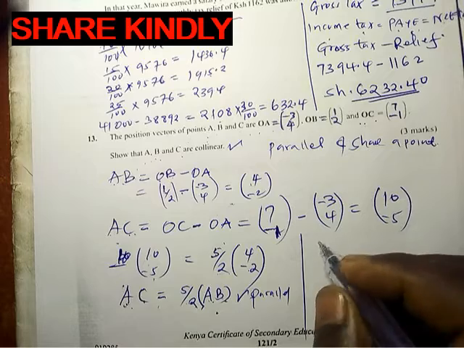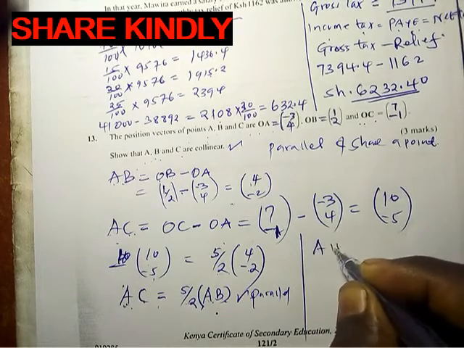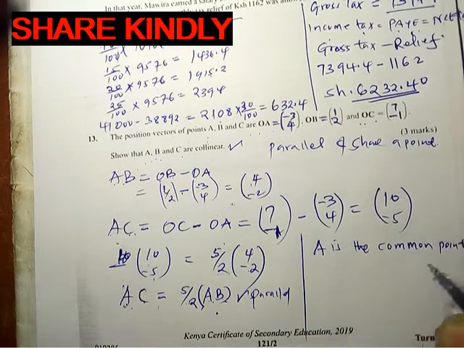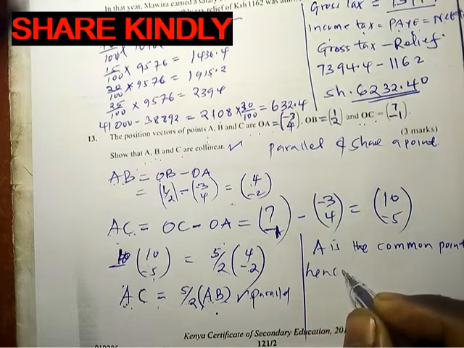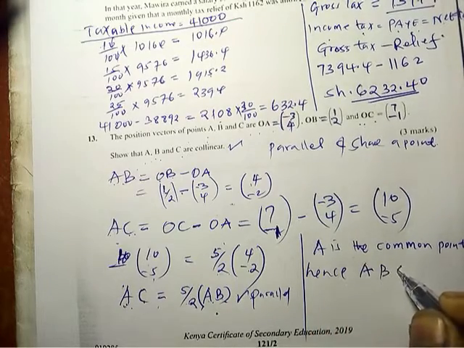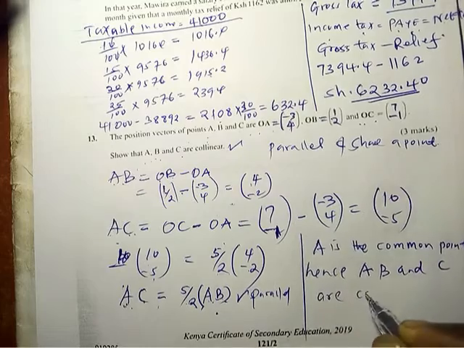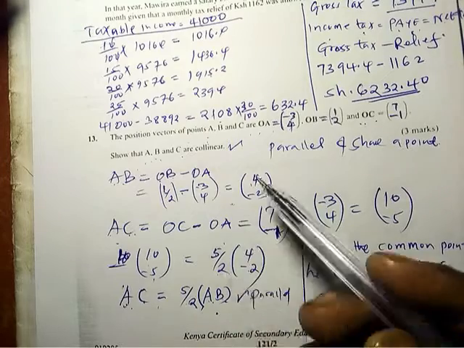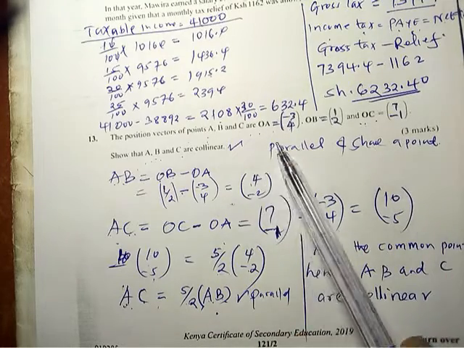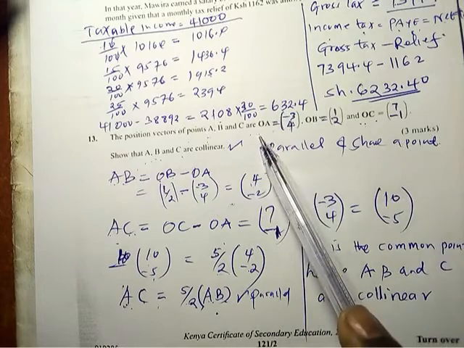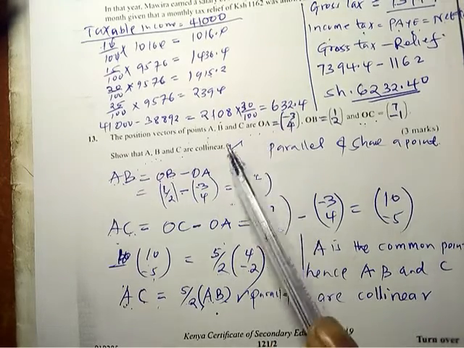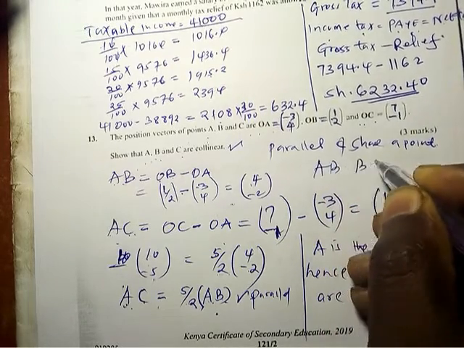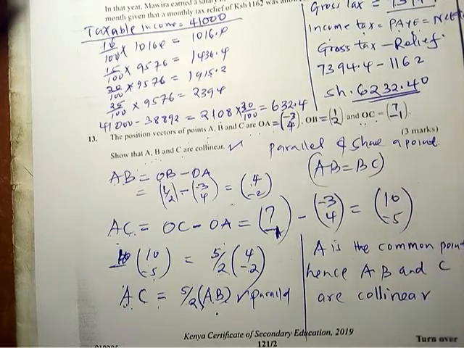So you write A is the common point, hence A, B, and C are collinear. So you can show also using any other points. For example, you can show AB, PC is also around. You can even show that.